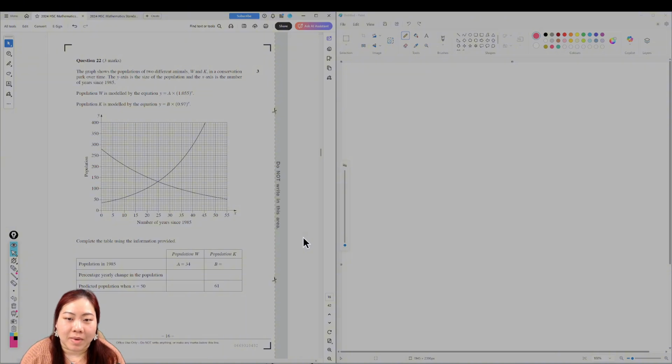Question 22, 3 marks. The graph shows the populations of 2 different animals, W and K. Let's make it wombats and kangaroos in a conservation park over time. The y-axis is the size of the population and the x-axis is the number of years since 1985. The wombat population is modeled by one equation and the kangaroos by the other. Which one is which? The kangaroo is decreasing because it's 0.97, and the wombats are increasing because it's more than 1, 1.055.